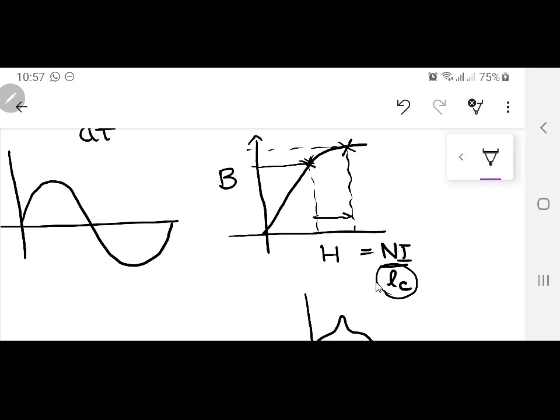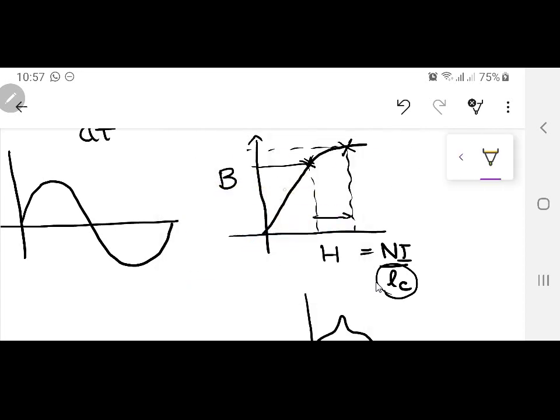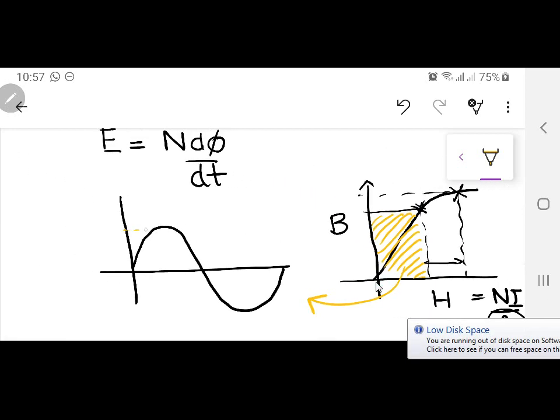Now I am assuming over here that I am not going into the saturation region, I am just in this region, which is the linear region, which means that B and H are completely linear. The mu r which I am considering is completely constant, and this is linear. So based on this, the current waveform or the flux waveform is going to be sinusoidal, and this phi m is the maximum flux that is going to be achieved.